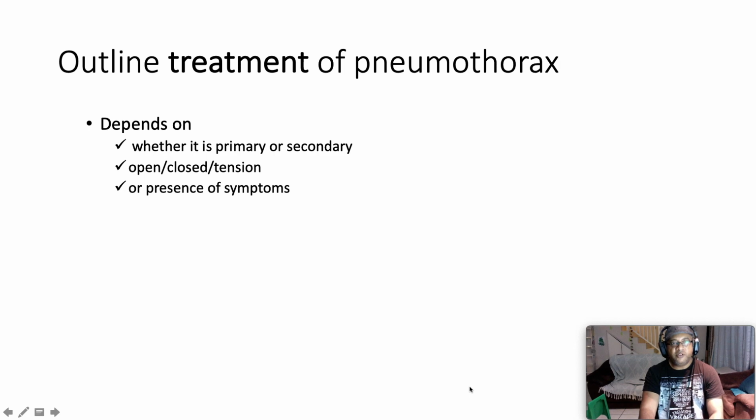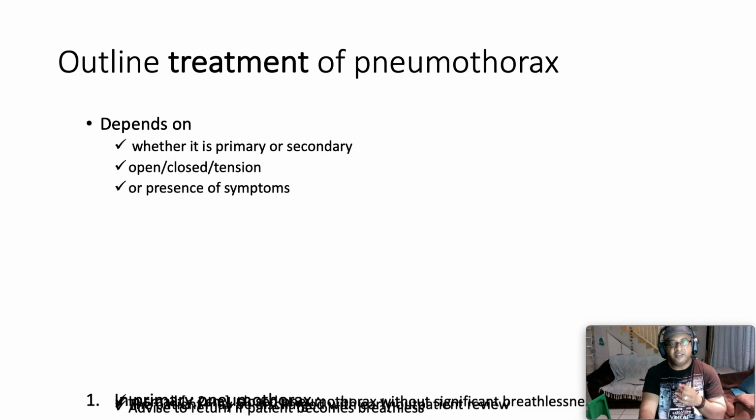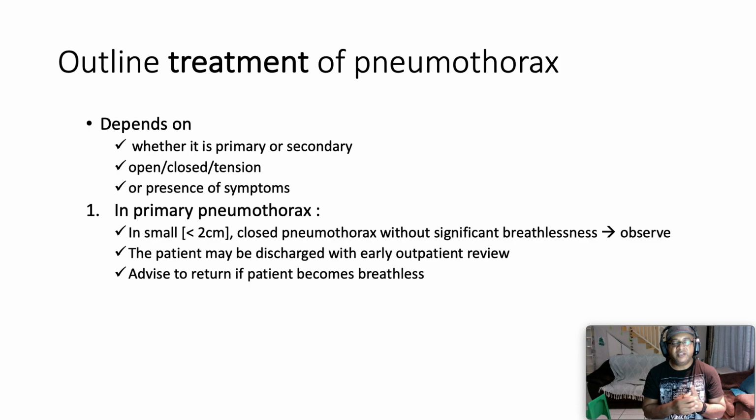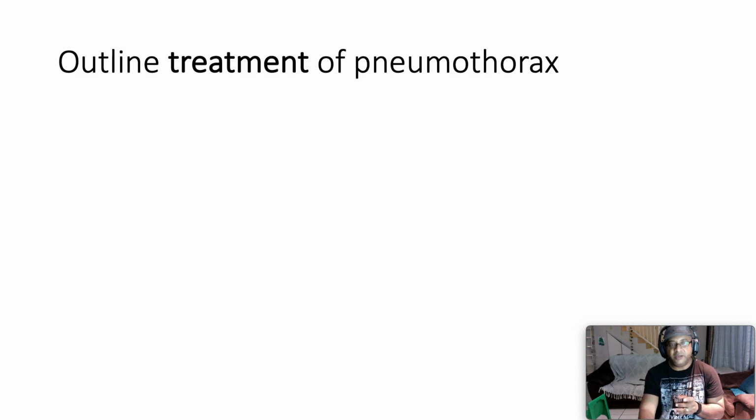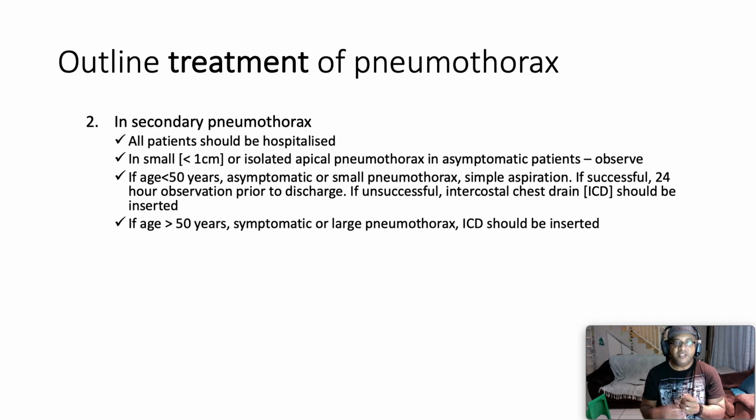Treatment of the pneumothorax depends largely on, number one, whether it is primary or secondary, number two, whether it's open, closed, or tension pneumothorax, and number three, the presence of symptoms. In a primary pneumothorax, if it's small, below 2 centimeters, so the size of the rim of air between the lung and the thoracic cavity is less than 2 centimeters on X-ray, it's a closed pneumothorax without significant breathlessness. Simply observe the patient. The patient may be discharged with early outpatient review and advised to return if they become breathless, right? But in the case of a secondary pneumothorax, all patients should ideally be hospitalized.